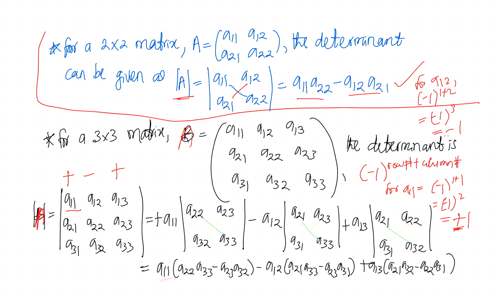And then the next one, you have minus A12 into A21, A33 minus A23, A31. Of course, lastly, you have plus A13 into A21, A32 minus A22, A31. And that is how you find the determinant. But this is just a generalization. So let's do some specific examples so we can drive the point home.